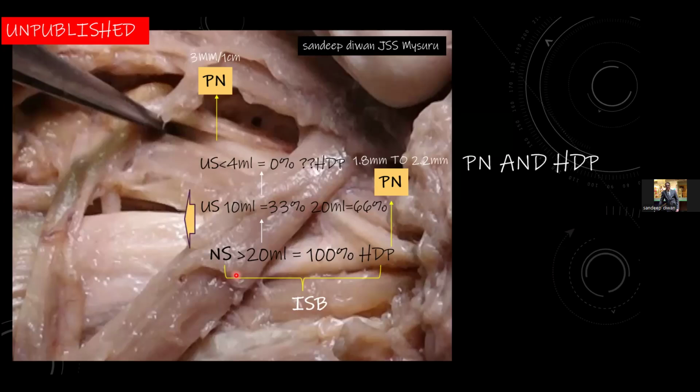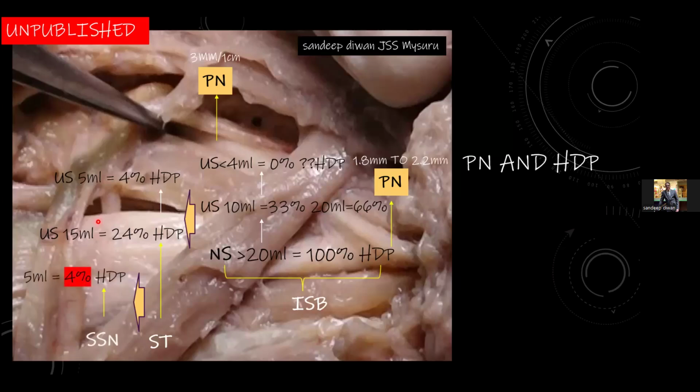So you need to go down to the level of the superior trunk, where you inject around 15 ml with an incidence of 24%. And if you reduce it to 5 ml, the incidence is down to 4%. If you go still lower down at the level of the suprascapular nerve, this is the suprascapular nerve, and that would be the posterior and anterior divisions, you will find that it is still around 4% of hemidiaphragmatic paralysis.